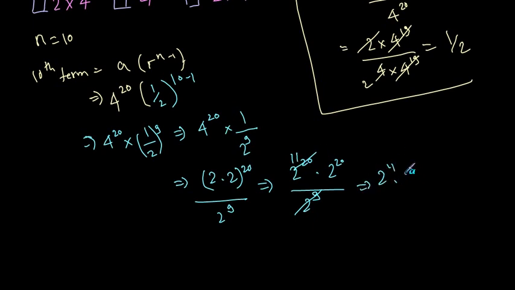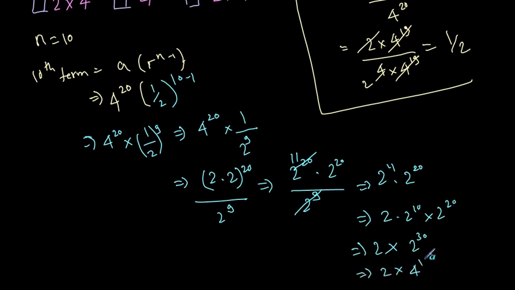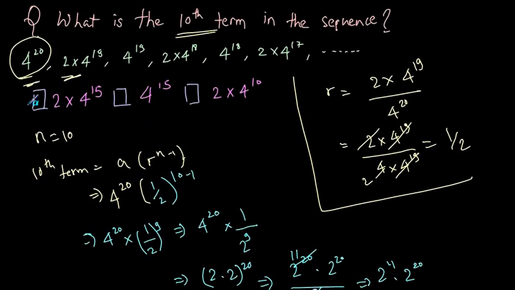So 2 raised to 11 into 2 raised to 20. Now we want a single 2 outside. So 2 raised to 11 can be written as the single 2 into 2 raised to 10, into 2 raised to 20. We can club this, 2 into 2 raised to 30. This can be written as 2 into 4 raised to 15. So the answer is 2 into 4 raised to 15. So the first one is the correct option.